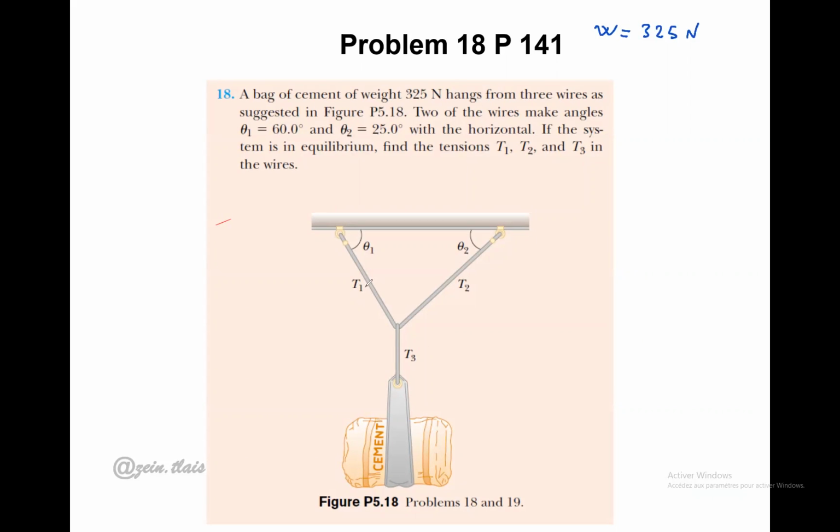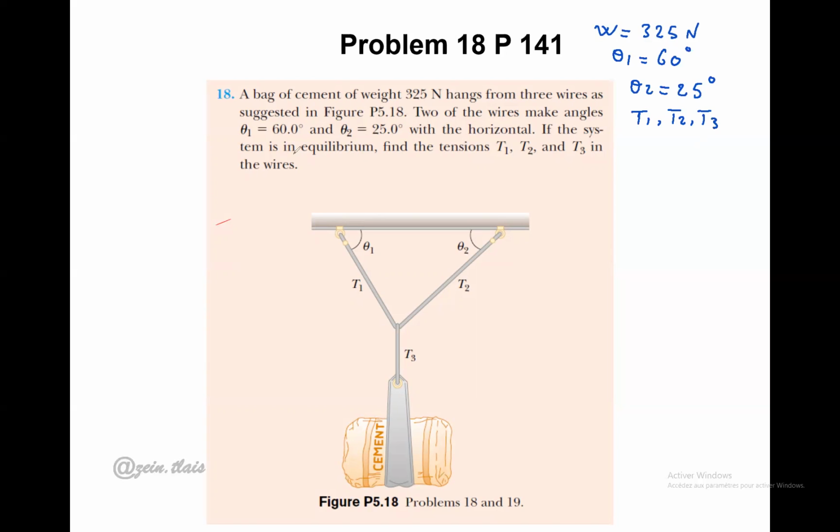As you see here, between T1 and the top, we have the angle theta 1, and between T2 and the top, we have theta 2. The angle theta 1 equals 60 and theta 2 equals 25. Now I have to find the tensions T1, T2, and T3.